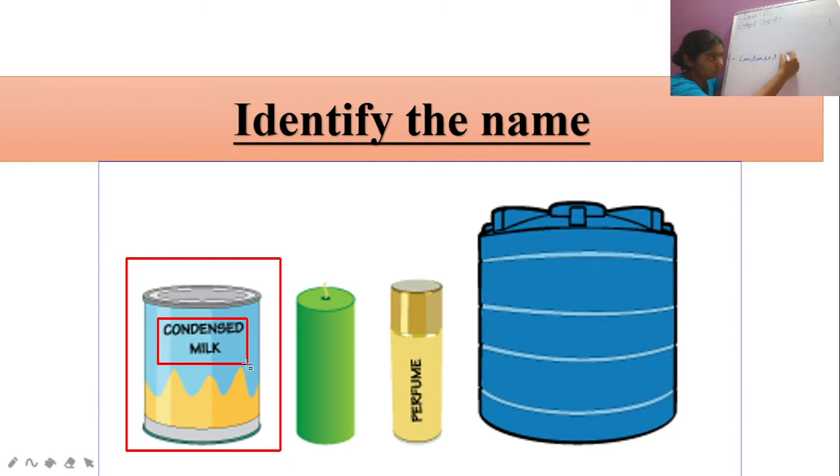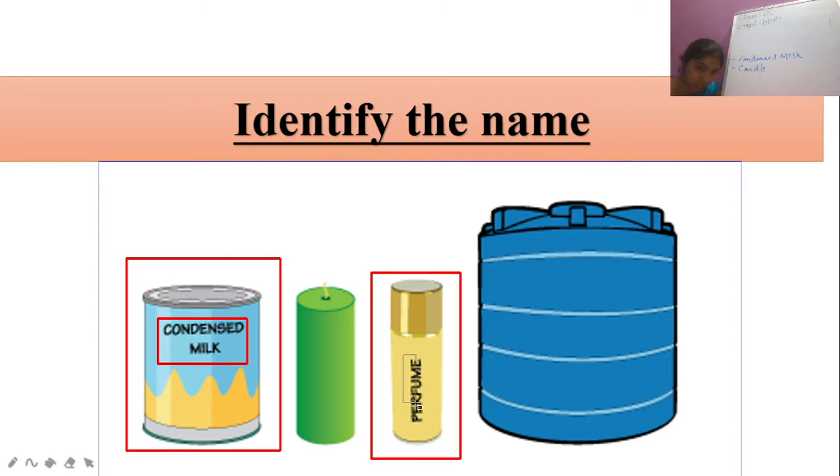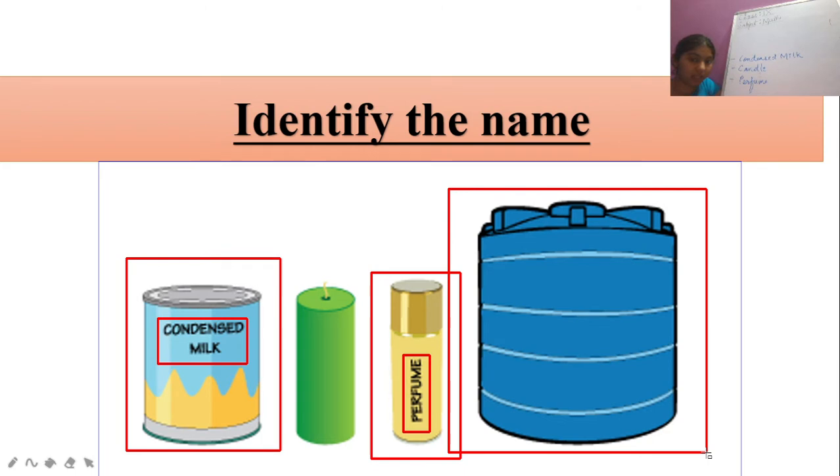Yes, we have a candle, right? What is the other? Yes, you can see a perfume, right? It is also written perfume on the bottle of perfume. Now next, what is in front of you? Next is the other object. It is a water tank.